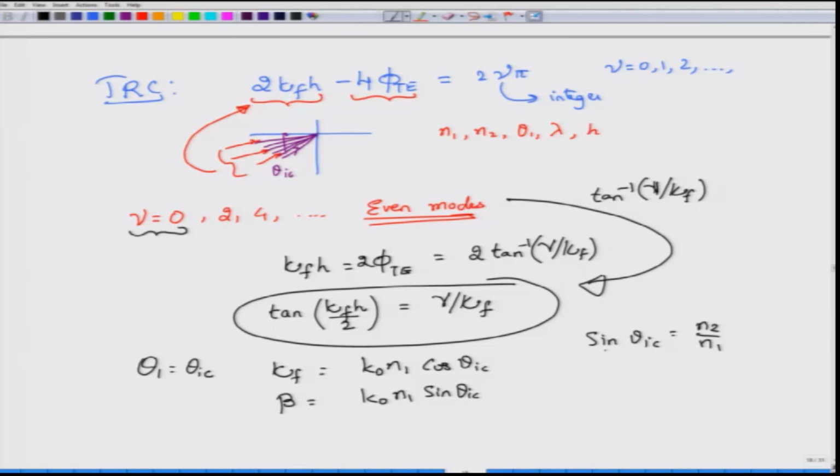So, plugging in the value of n1 sin theta c from this equation, you will see that beta has actually become k0 n2, and gamma, which is given by the square root of beta square minus k0 square n2 square, actually becomes equal to 0. And gamma was the rate at which this evanescent mode was decaying in the medium outside the film, right.